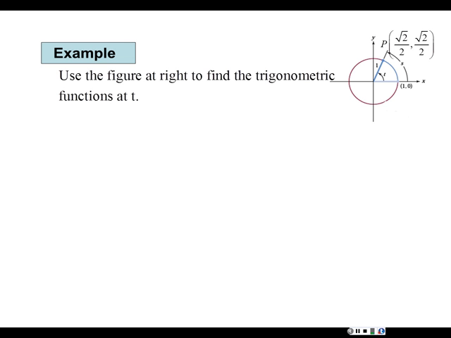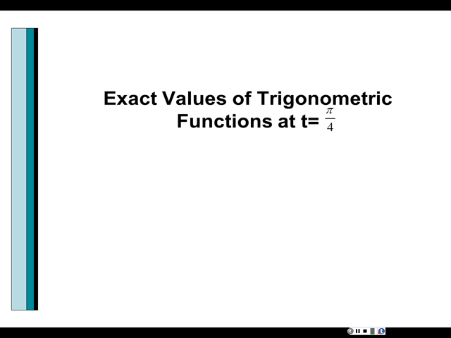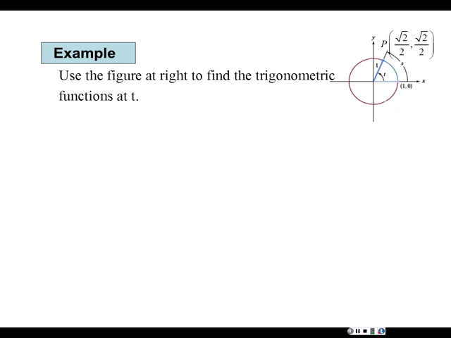Now here we are trying to solve the same problem in a different format. Exact values of trigonometric functions at t equals pi by 4. Now, what is pi by 4? First of all, pi by 4 is 45 degrees, right? Remember yesterday we converted radians and degrees. If you convert pi by 4 to degrees, it will be 45 degrees.